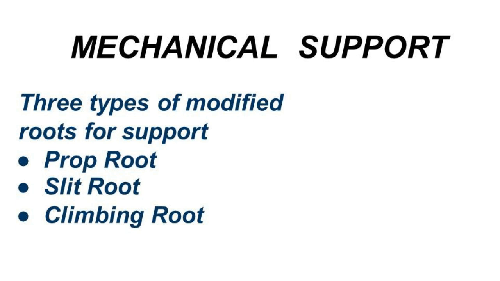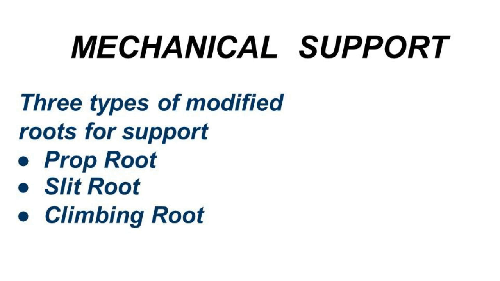Many plants require such additional support. Such plants develop roots in their aerial parts to provide mechanical support. These roots grow downwards and act as a supportive organ. There are three types of modified roots for support: prop roots, stilt roots, climbing roots.